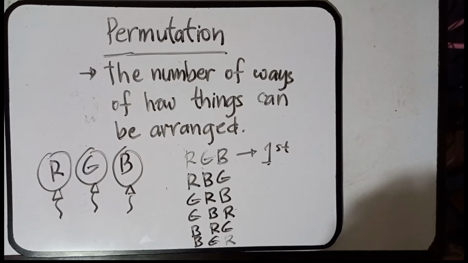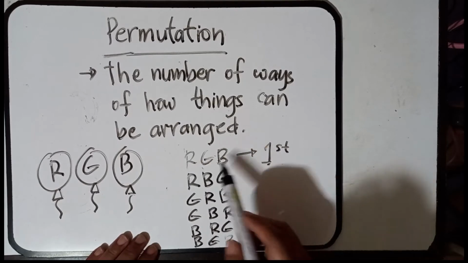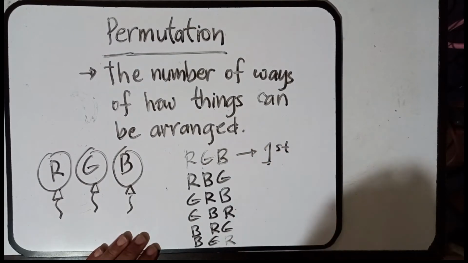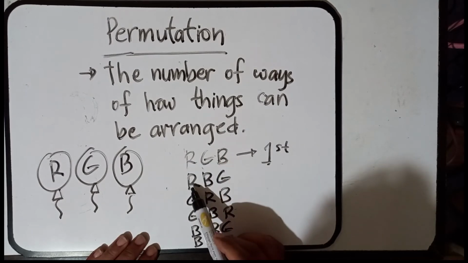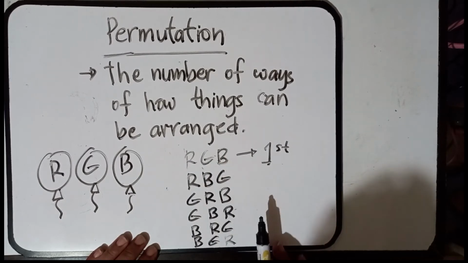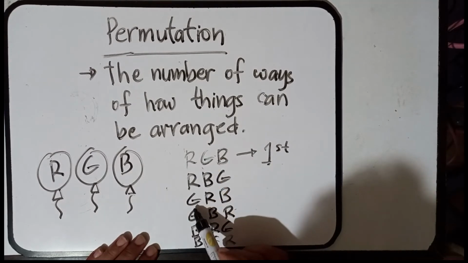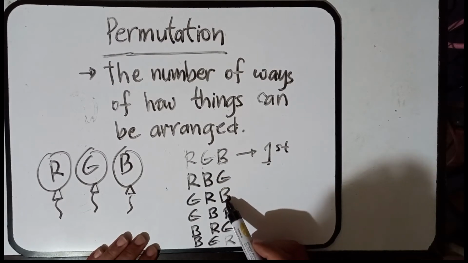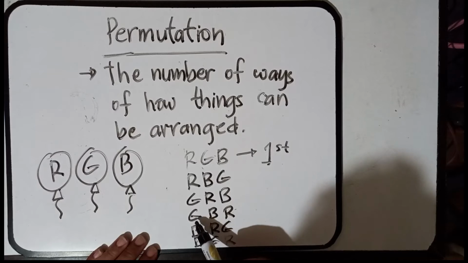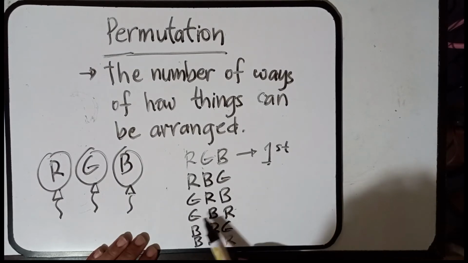So how many orders do we have here? We have red, green, blue. That is the first order. The second order is just we flip these two: red, then blue and green. Then after that, we use green as the first item, the red as the second item, and then the blue as the third item. And then again, we still use the green, and then we flip the R and B. So we have now G, B, and R.